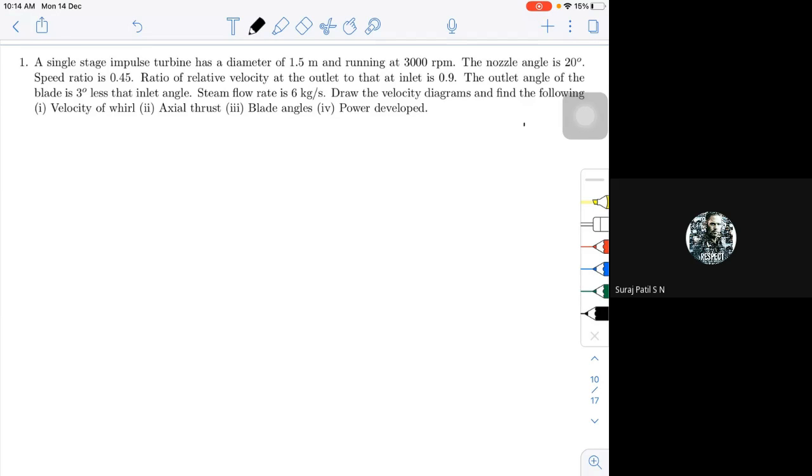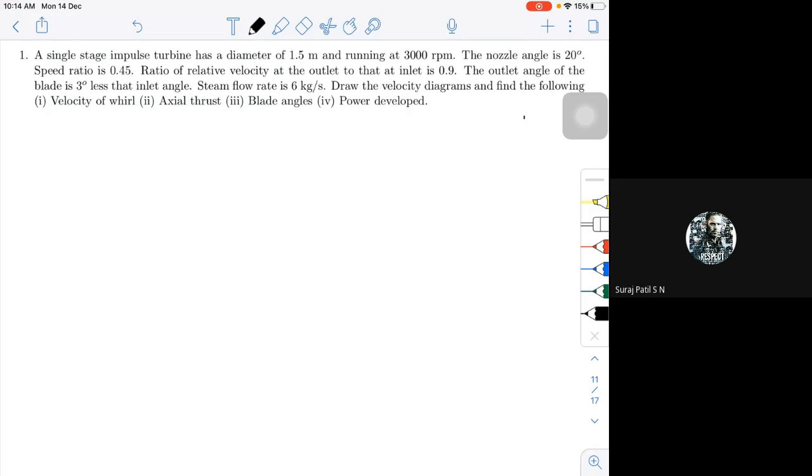Draw the velocity triangle or velocity diagrams and find the following. First one, velocity of whirl, that is VW1 and VW2 both. Then axial thrust, that is axial force. Then the blade angles, both beta 1 and beta 2. And this being a power turbine, I need to look at the power developed. If it's a compressor or a pump, I look at the power consumed. Here it is power developed.